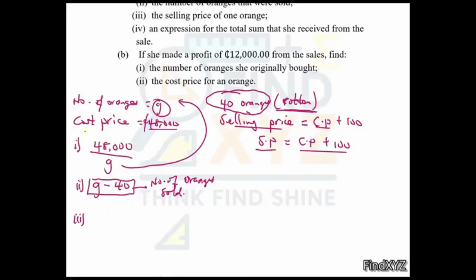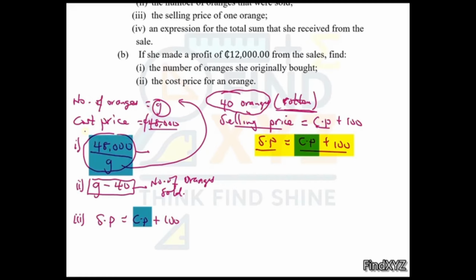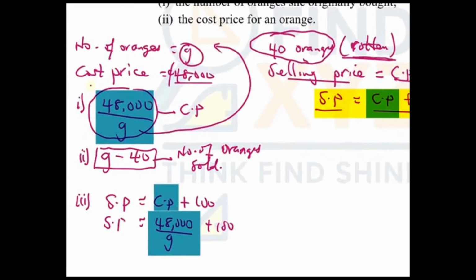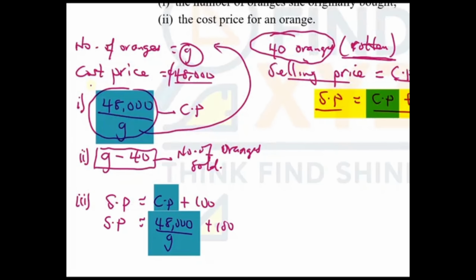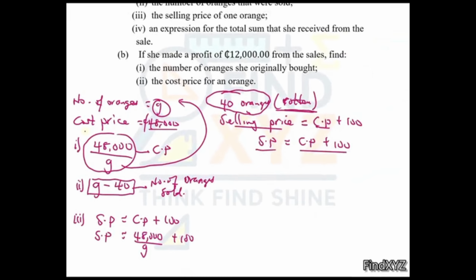Then III, the selling price of one orange. Now we know the cost price, right? This is the cost price for one orange. Then we have been tasked to identify the selling price for one orange. Now we know that the selling price was 100 more than the cost price. So let's write that. Selling price for one orange is equal to the cost price plus 100 Ghana cedis. But what is the cost price? We have been able to identify the cost price for one orange. So we will substitute that here. That is 48,000 divided by G plus 100. This will be our selling price, which is 48,000 over G plus 100. Remember, we're told to write our answers in terms of G. So notice this has G, and now our selling price is in terms of G.